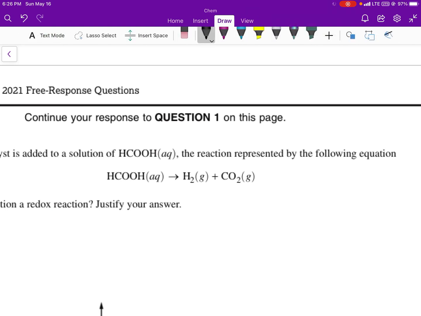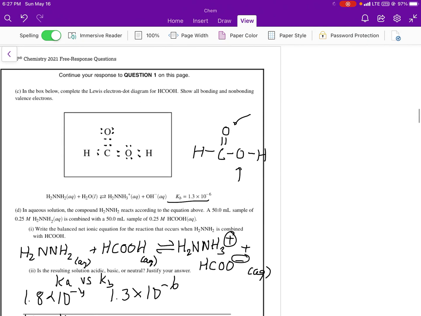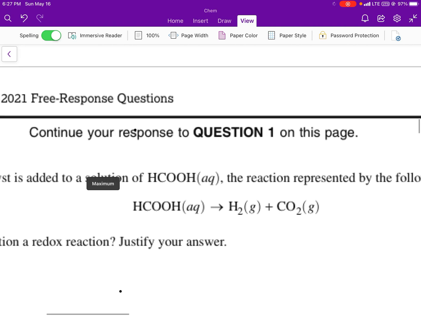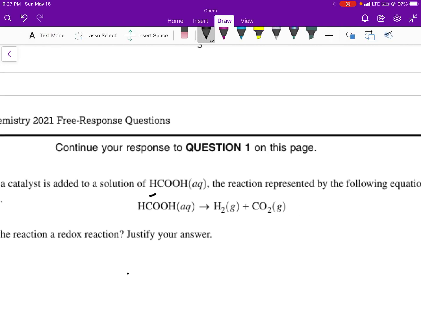So we know oxygen here, this might look like a peroxide, but according to our Lewis electron dot diagram up here, this is not a peroxide. So therefore, the oxygens are -2 each. So -2, -2. Now hydrogens, when covalently bonded to nonmetals, are +1. And to balance out this charge, the carbon has to be a +2. So hydrogen is +1, carbon is +2, and oxygen is -2.